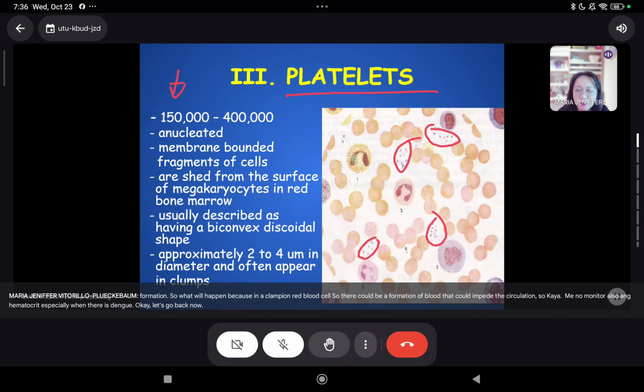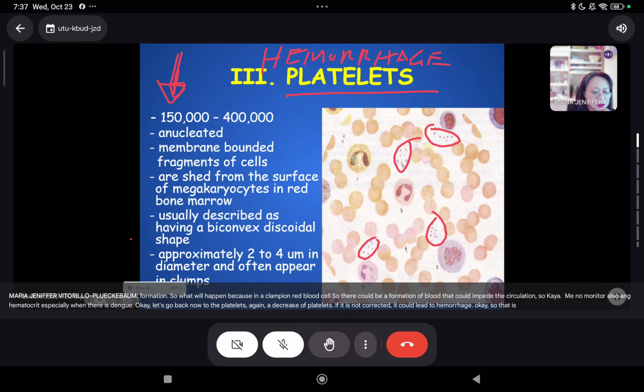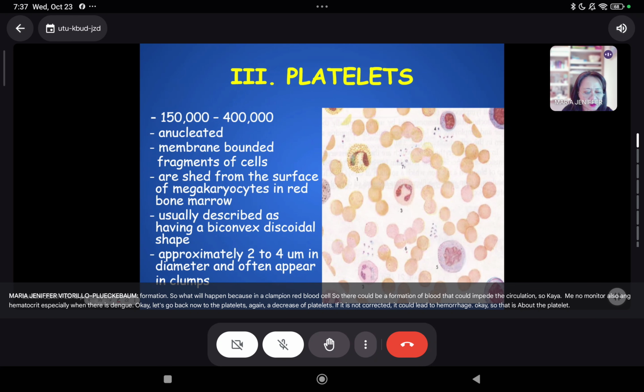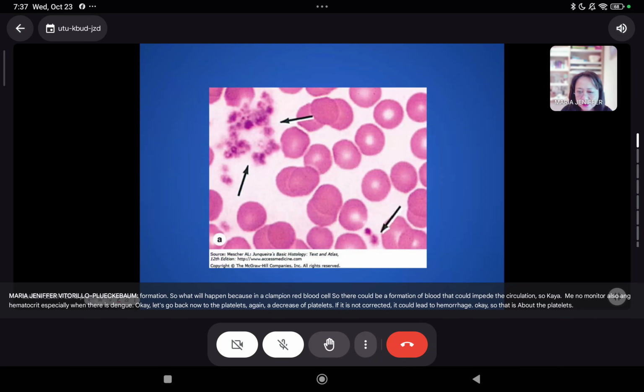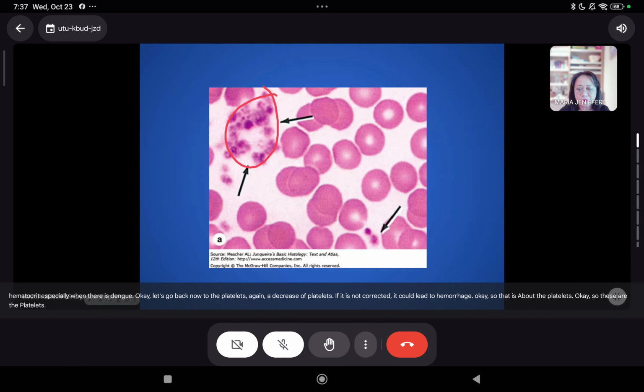Okay, let's go back now to the platelets. Again, a decrease of platelets, if it is not corrected, could lead to hemorrhage. Okay, so that is about the platelets.